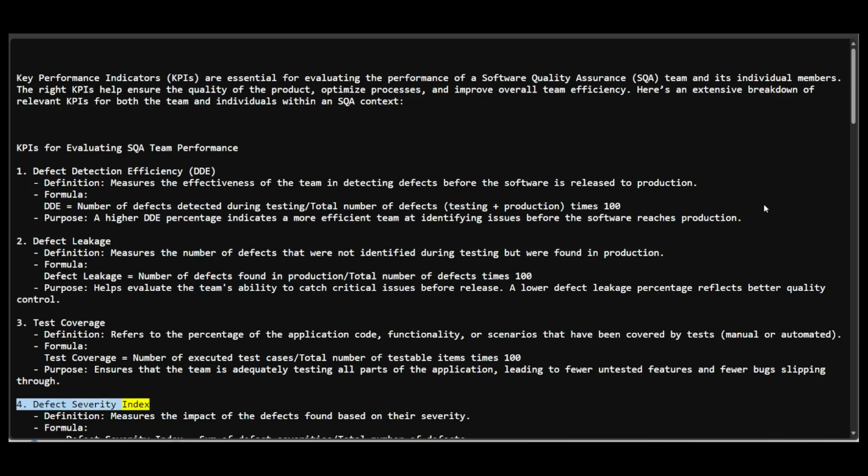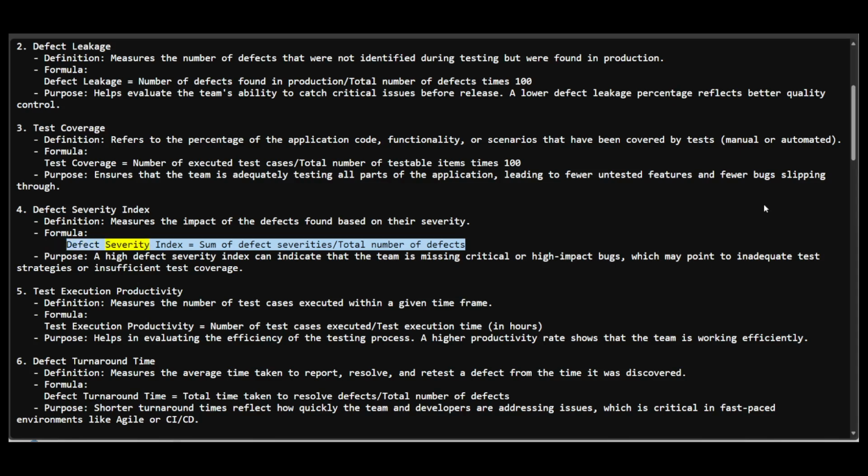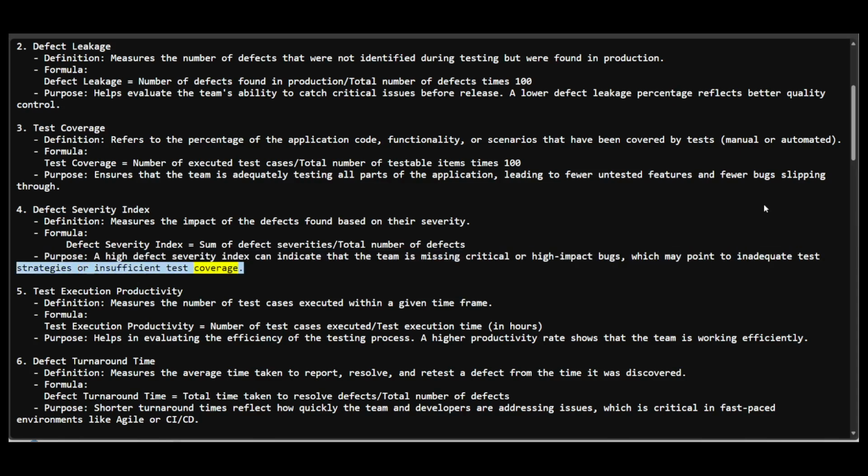4. Defect severity index. Definition: measures the impact of the defects found based on their severity. Formula: defect severity index equals sum of defect severity / total number of defects. Purpose: a high defect severity index can indicate that the team is missing critical or high-impact bugs, which may point to inadequate test strategies or insufficient test coverage.